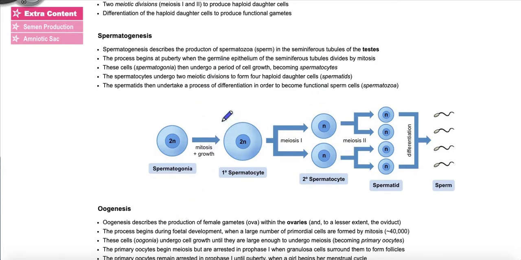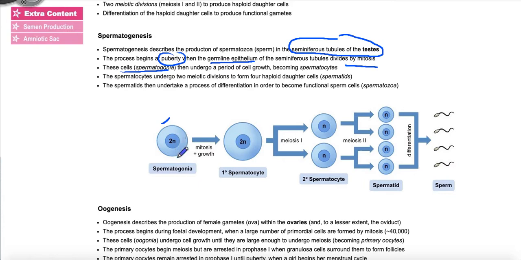So spermatogenesis takes place in the seminiferous tubules of the testes. Now the seminiferous tubules, we're going to look at the structure in the next video, but they're lined by this germline epithelium. The process of spermatogenesis begins at puberty. And this is where this germline epithelium begins to divide by mitosis. So these cells here begin the process of mitosis, and the new cells that are formed are called spermatogonia.